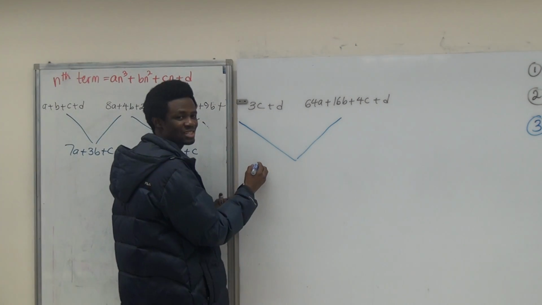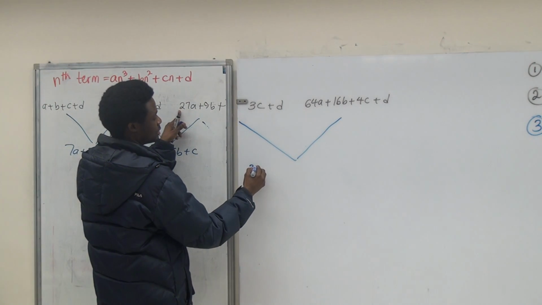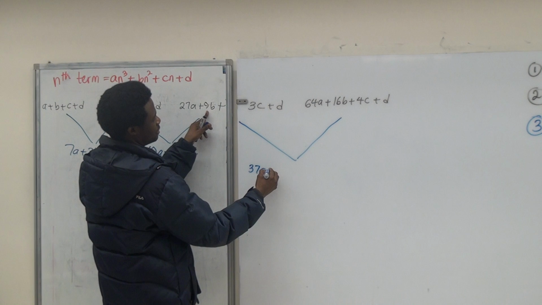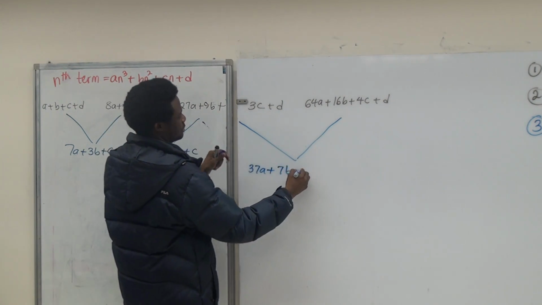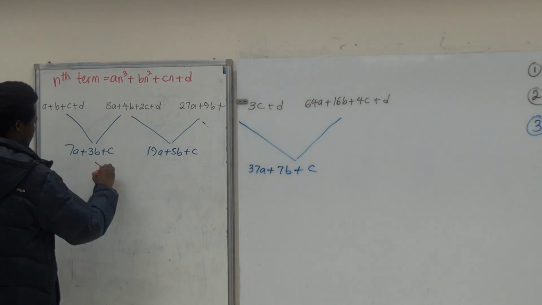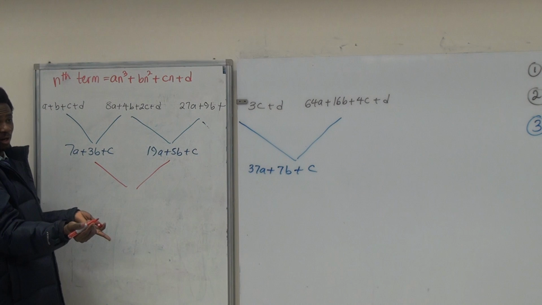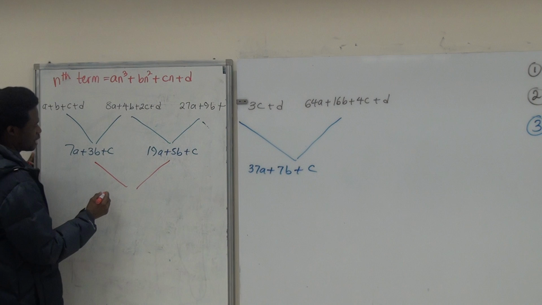All right, next. What is this? 37A plus 7B plus C. That's not 7. Oh, that's 7, sorry, my bad. Okay, so we take the next difference, because they are not the same, apparently. So first difference not the same means it's not linear. Let's find the second difference.